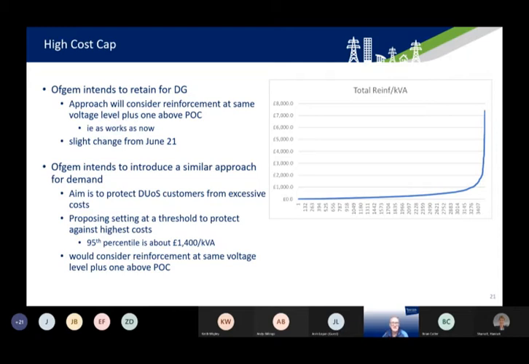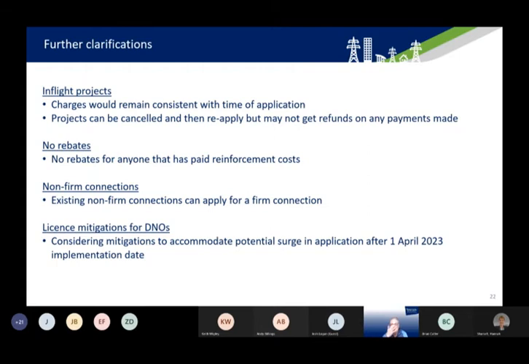So I can see lots of questions coming in there, but I'll go through the next few slides and then we'll pause and pick up some of those questions in a sec. So there's a few other clarifications. Some of these I don't think were as significant, but it's worth being aware of, and they're things that Ofgem clarified in their thinking, which has been helpful.